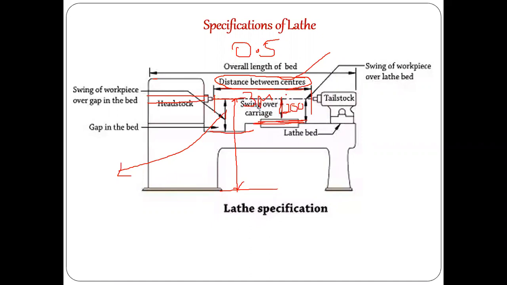This one is the swing over carriage, the distance between the center, and similarly height. Whatever the height of the center, from the ground to the center, how much distance? Based on this only you can specify the height of your machine, so that you can work at a comfortable height, as I told you in the first class. Ergonomics is nothing but the comfort level of operators, which is also important.